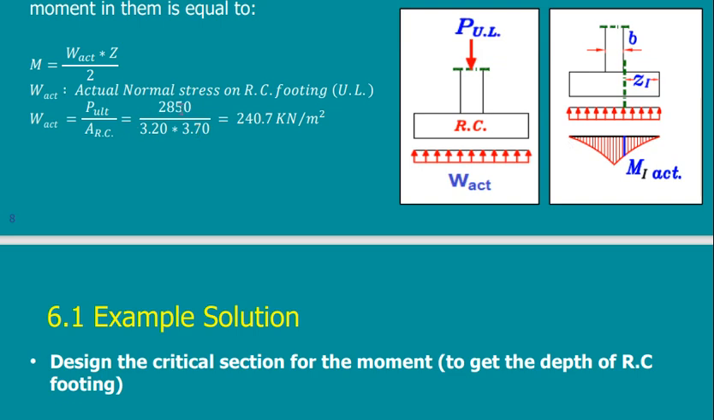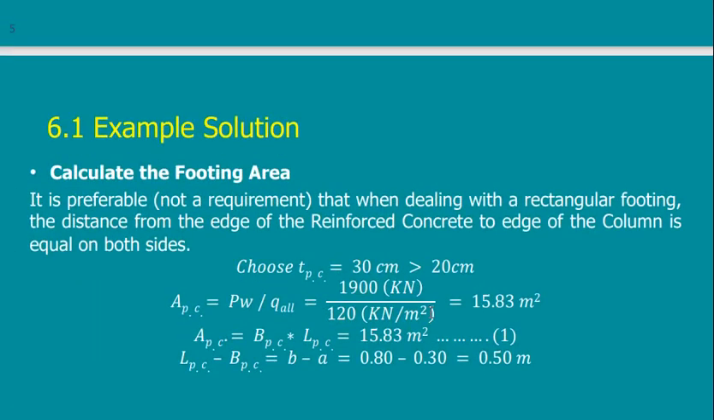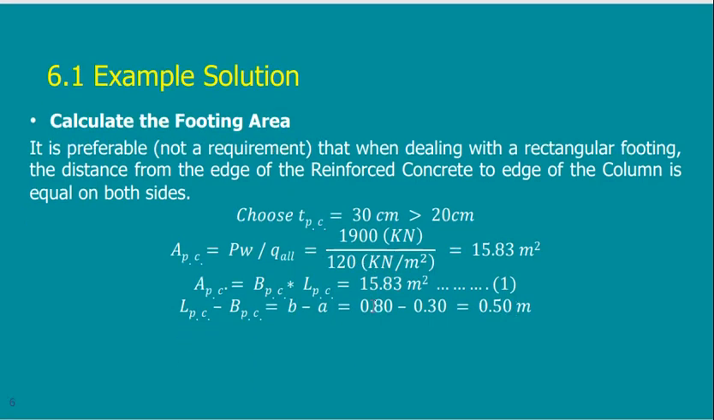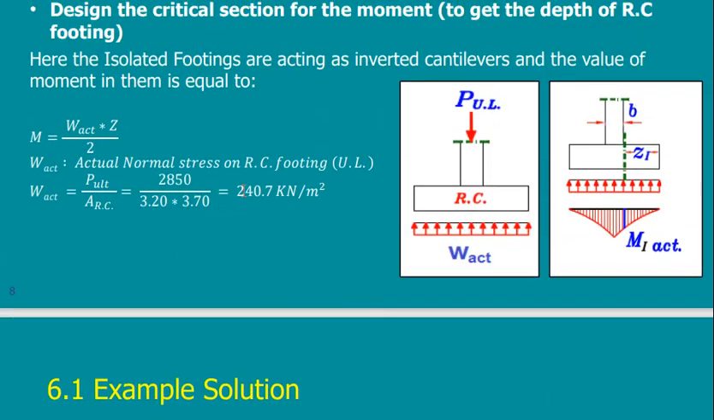That's why, what is the W actual? It came to be 2.40. What was the bearing capacity? I remember the bearing capacity was 120. Yes, 120. So it is a different number. I will use this W actual as this is the actual stress now below the footing.